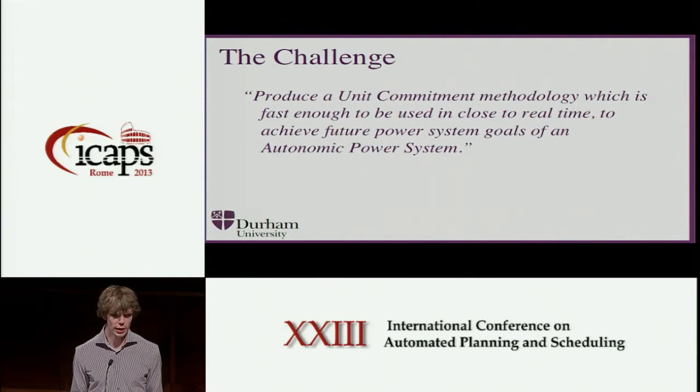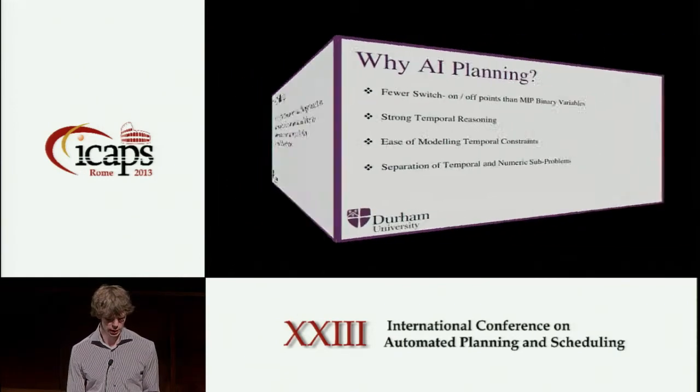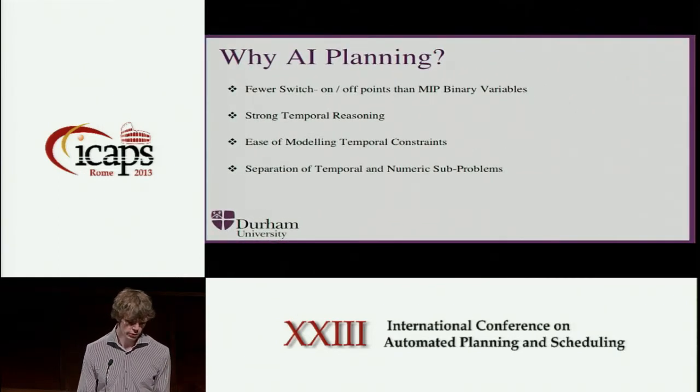So we believe AI planning is a suitable choice in methodology for this problem, and having explained what the problem is, I'd like to spend the remainder of this presentation explaining why this is so through our thoughts on constructing an initial planning model. So our main drivers for using AI planning are as follows. There are far fewer times when a unit's online status switches than there are binary decision variables in a mixed integer programming formulation. AI planning has strong temporal reasoning, and if these switch points can be reasoned about effectively, then there should be a saving in the solution time here.